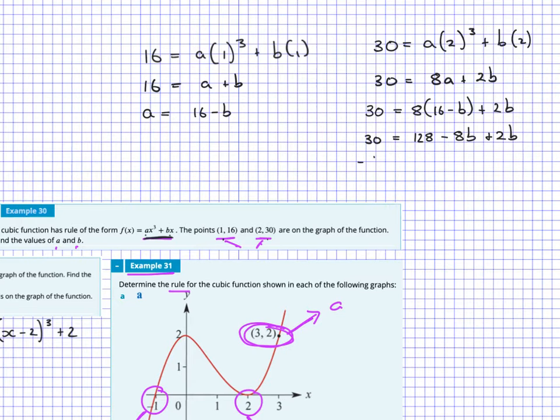So we ended up with -98 equals -6b. Then divide by 6 and you end up with 49 over 3 equals b. Sub that back into a and I end up with a equals 16 minus 49 over 3, which I end up is minus a third, because 16 times 3 is 48, minus 49 is that. So the final step would be to sub those back into the equation as y equals minus a third x cubed plus 49 over 3x.